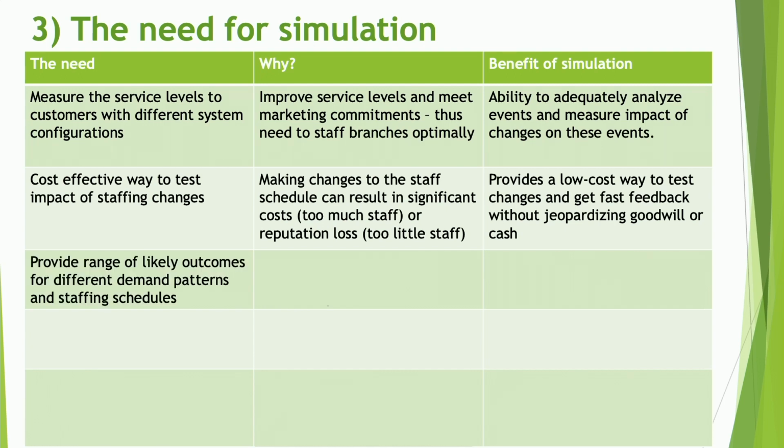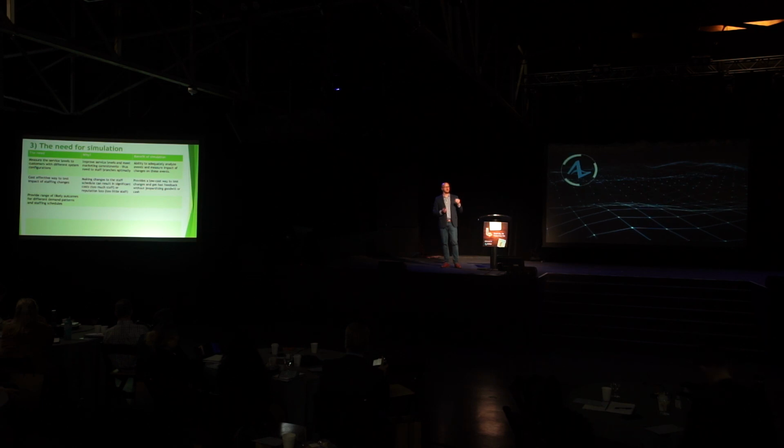So the need is to provide a range of likely outcomes for different demand patterns and staffing schedules. If you want to know how many part-time delivery drivers I should have on a Monday between 4 and 8 p.m., right, that number will not give you the same order service level rate every Monday, because every Monday is different. So you want to run a whole bunch of Mondays with a relevant order pattern, maybe based on historical orders, or on future orders, and be able to see what the actual achievable target rate is for your service level.